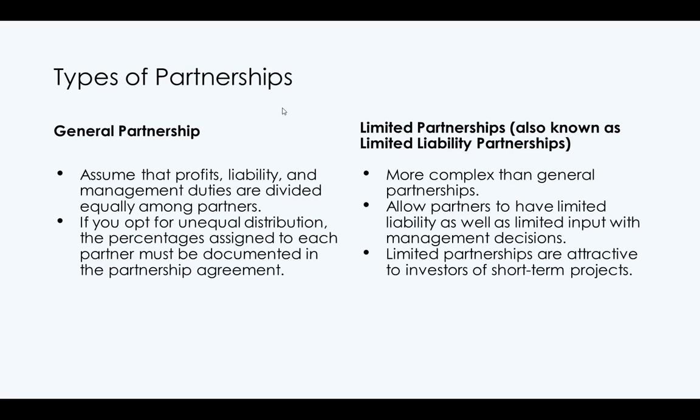If you opt for unequal distribution, the percentage assigned to each partner must be documented. So if you want to change those numbers, when you originally started the partnership, you have to have that documented. For instance, if there's 2 partners and one wants 75 and the other wants 25 because they can't afford as much time or capital or so on, then that has to be written up in the original agreement.